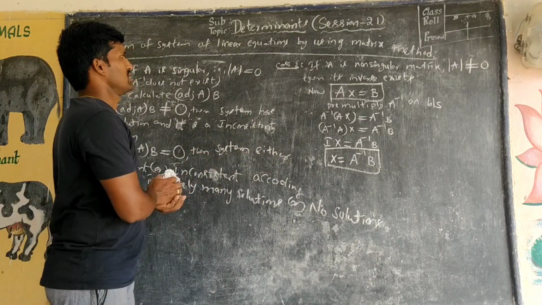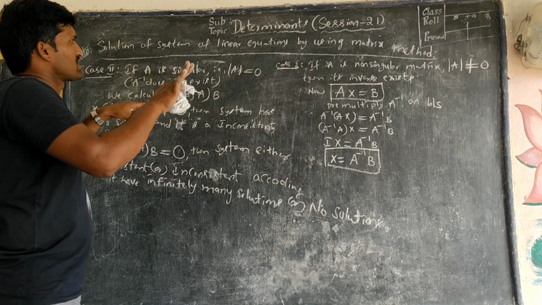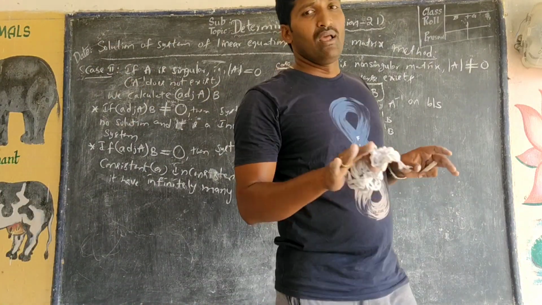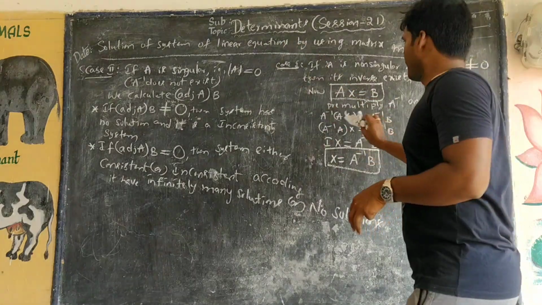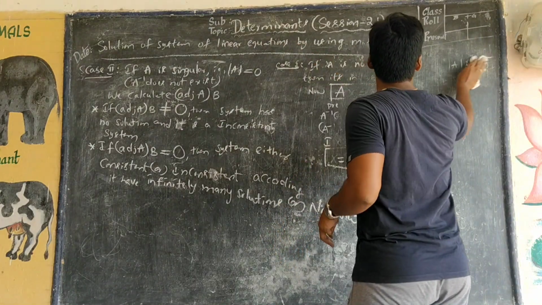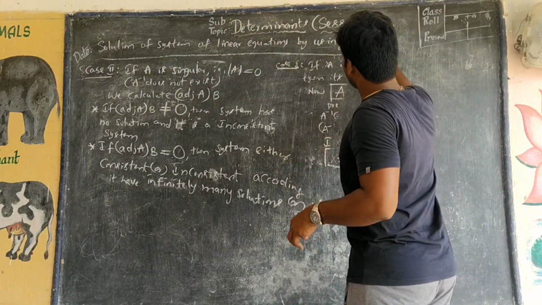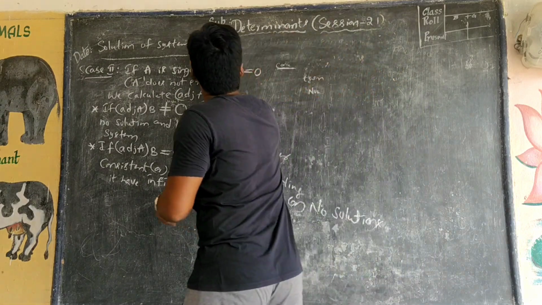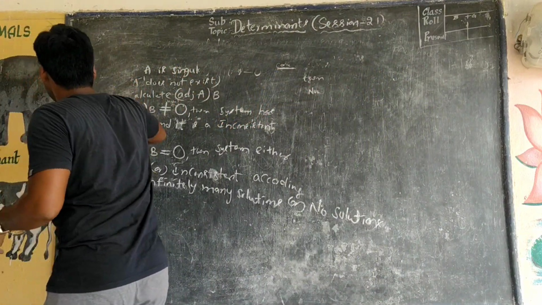This is the system of linear equations, solution finding by using the matrix method. I will solve problems now for 2 variables and 3 variables, both. Concept, remember, everyone.